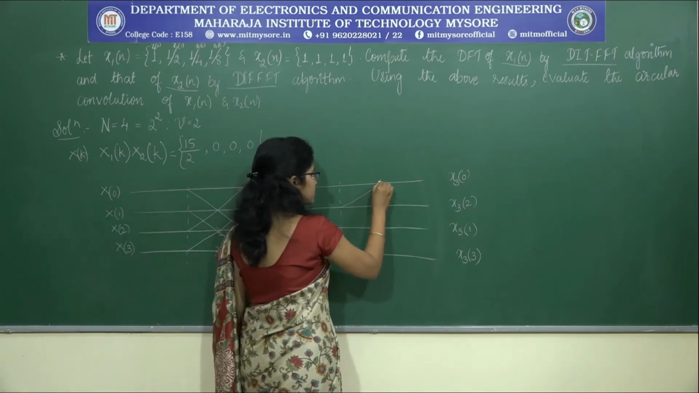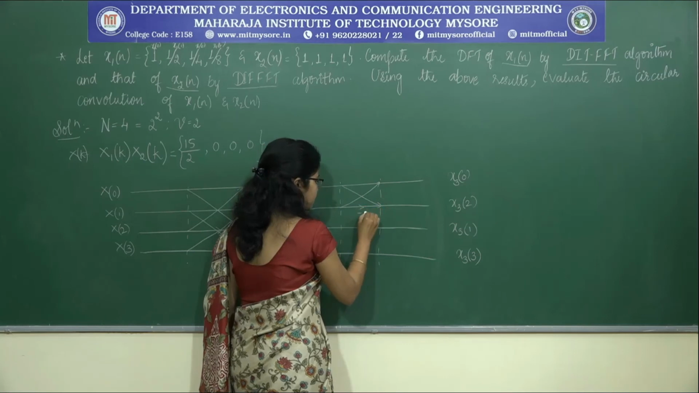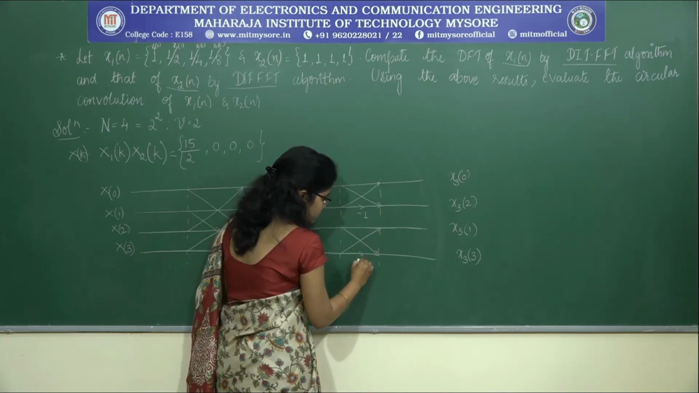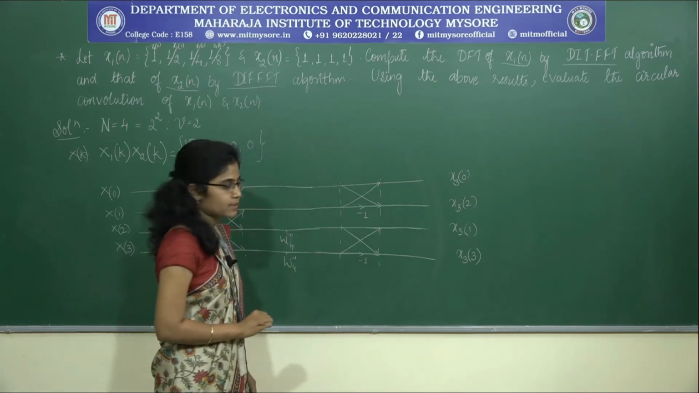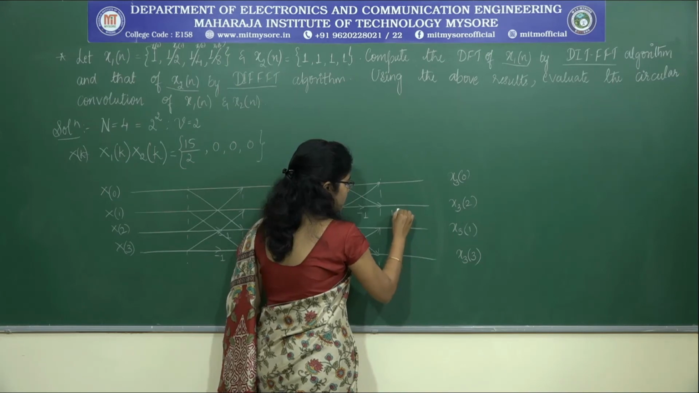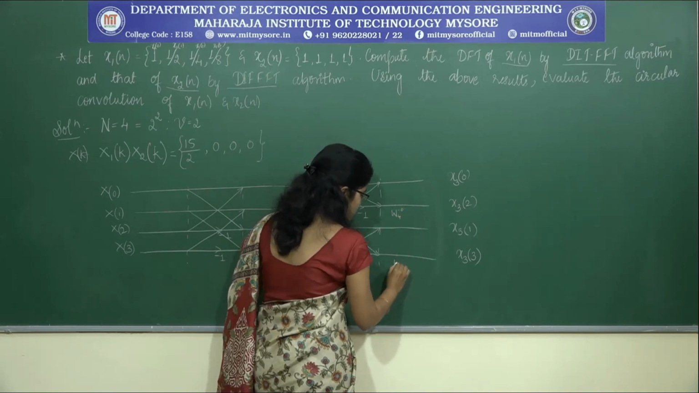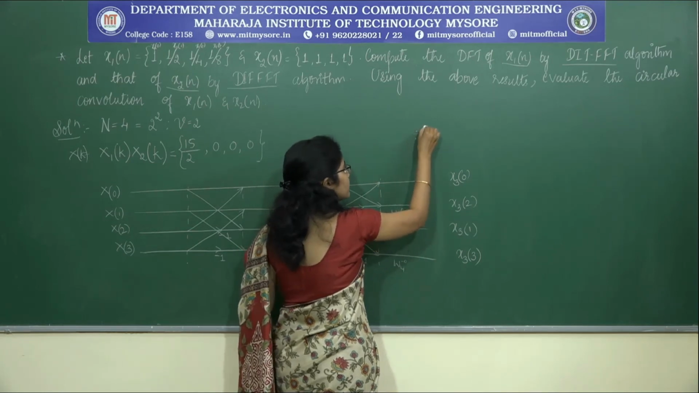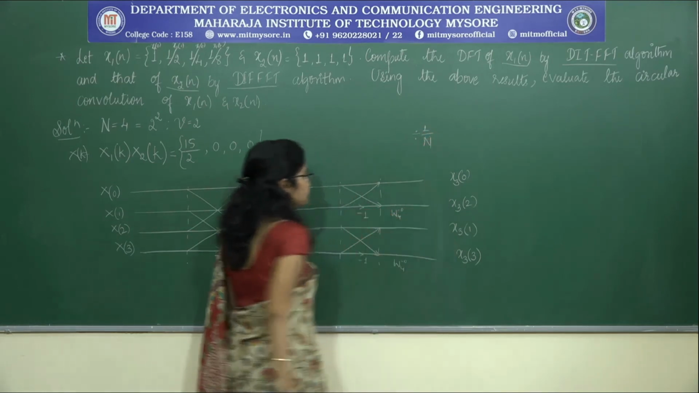Again completing this, combining with two inputs and multiplying minus 1, combining the inputs by adding and subtracting. So finally this will be omega 4 to the power of minus 0, here also it is omega 4 to the power of minus 0. At last I need to divide the sequence by n.